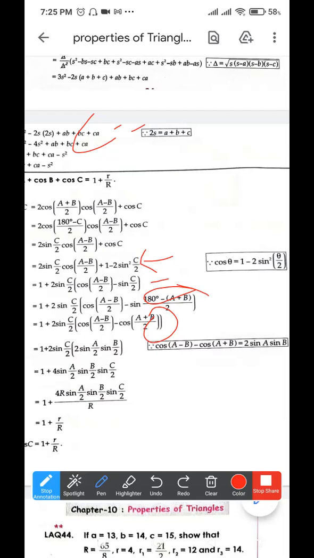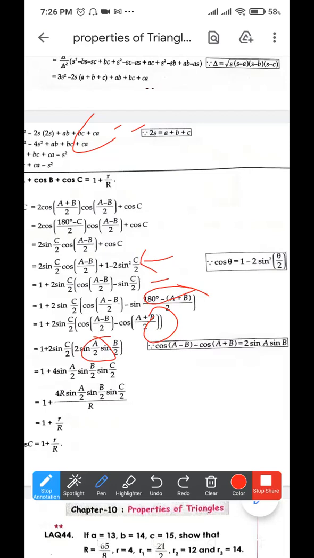Cos (A minus B) minus cos (A plus B) is nothing but 2 sine A sine B. Then 2 sine A by 2, 2 sine B by 2 we will get. So 1 plus 4 sine A by 2 sine B by 2 sine C by 2.